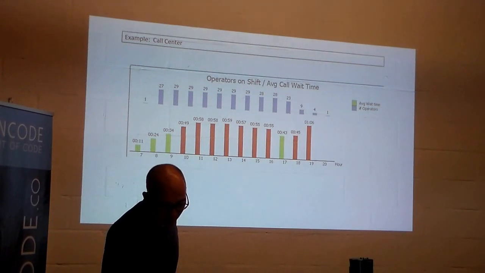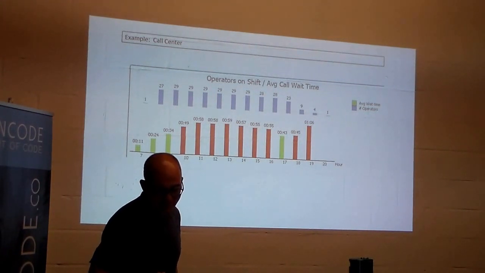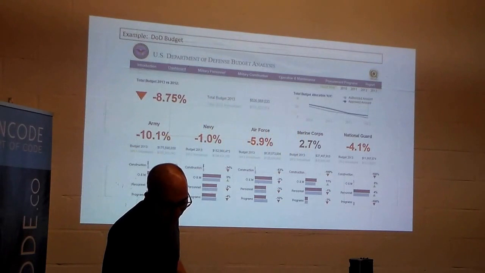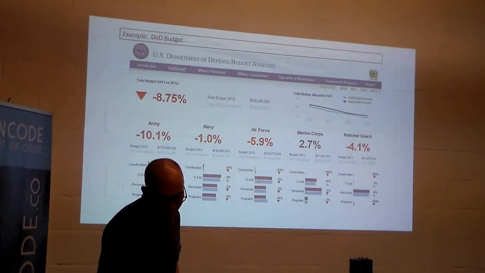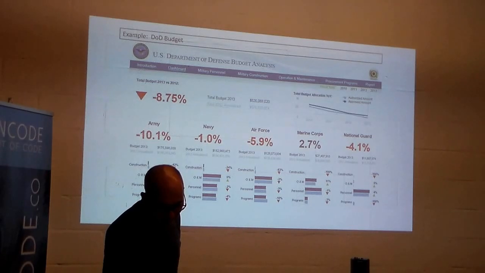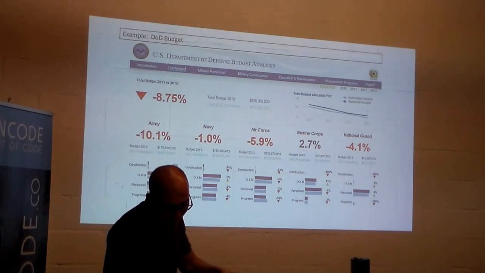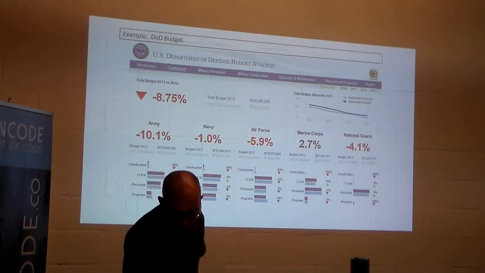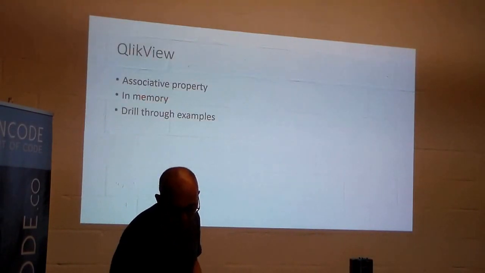Same thing here, call center. The red means I'm over the time. Why? DoD budget, another example there too. I'm overspent, right? The Army, the Air Force, and a lot of it's in construction. Why? All these things. Why? So I'm going to walk you through some of these examples, and then I'm going to end up with the hospitality space.